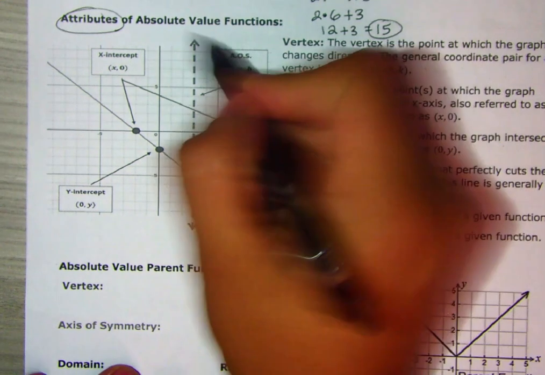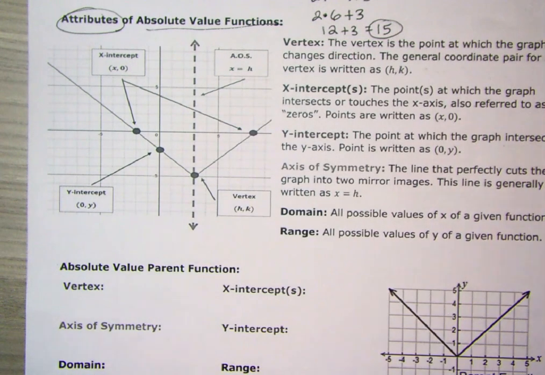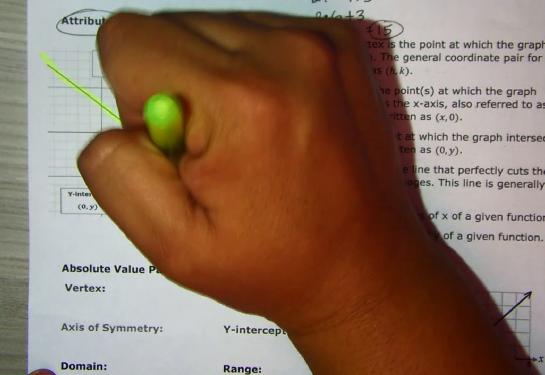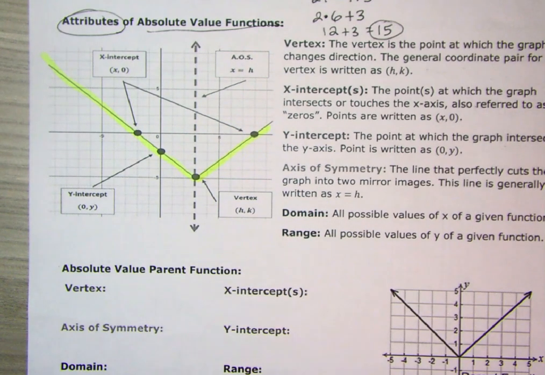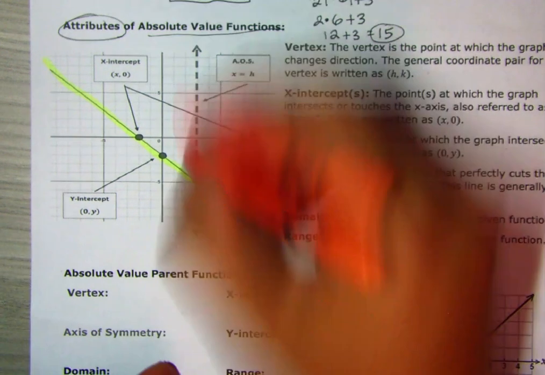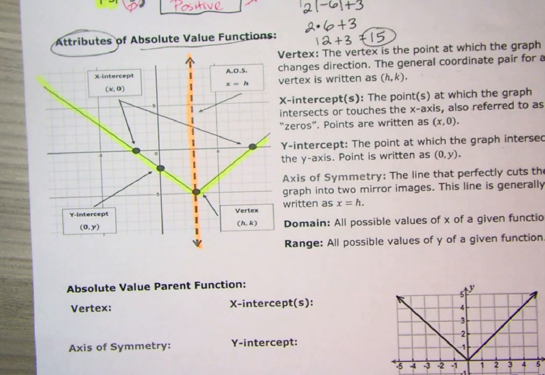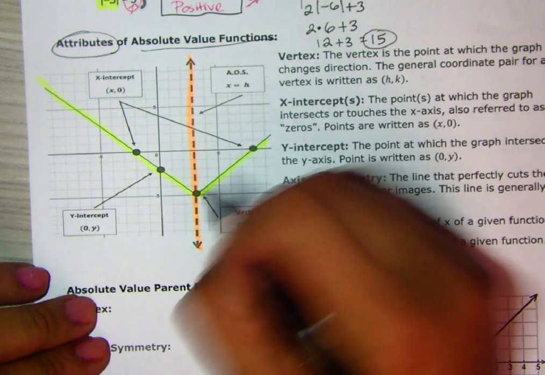So starting with absolute value functions. Absolute value functions are going to look like a V-shaped graph. And just like quadratics, they're going to have a vertex and an axis of symmetry cutting through the middle. You can pretty much look at them like cousins of quadratics. They're pretty much similar. The only difference is that you have straight lines instead of curves.